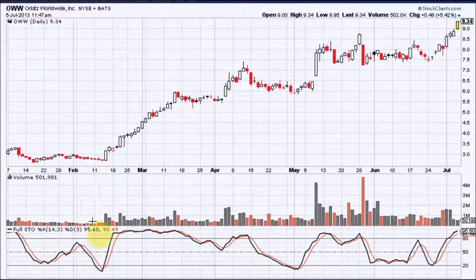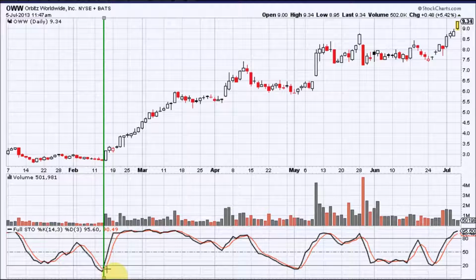Okay, OWW became extremely oversold right here as the stock moved flat. It dipped below the 20 line. Stochastics broke above the 20 line and crossed the signal line at the same time right there. Okay, and it ran from about $3 up to $6, and it was overbought for many, many days. There were only 2 red candles on this entire run before a little pullback.